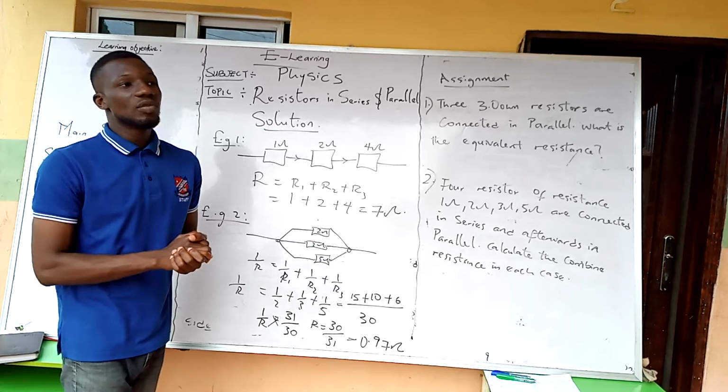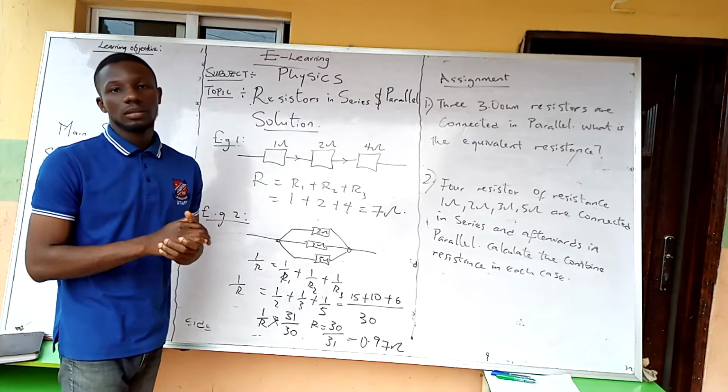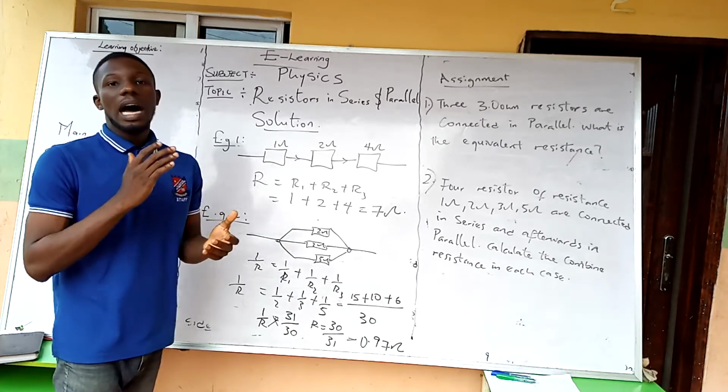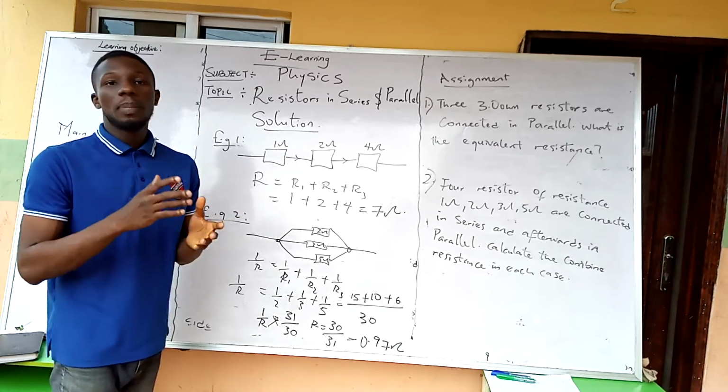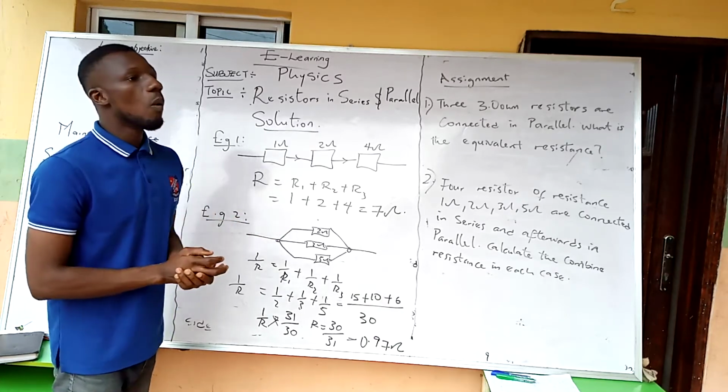So, in conclusion, we have looked at resistors in series and parallel. Resistors are in series when they are connected end to end in a straight line. In parallel, when they are parallel to one another.